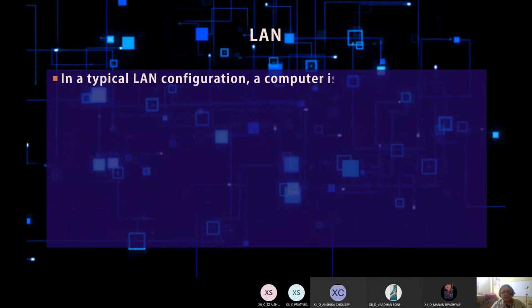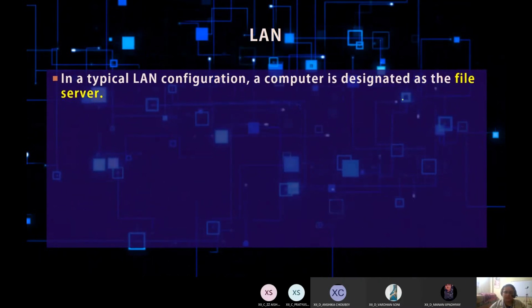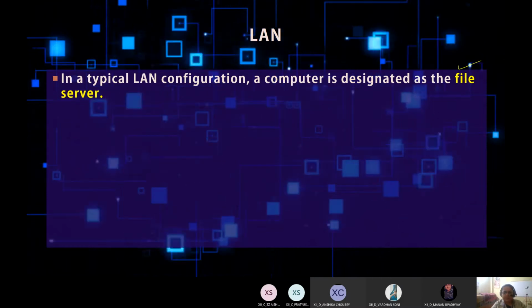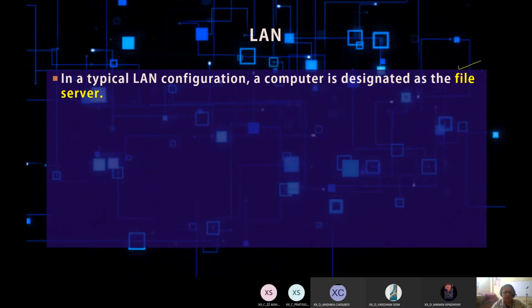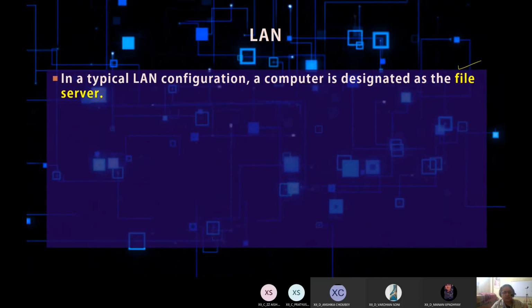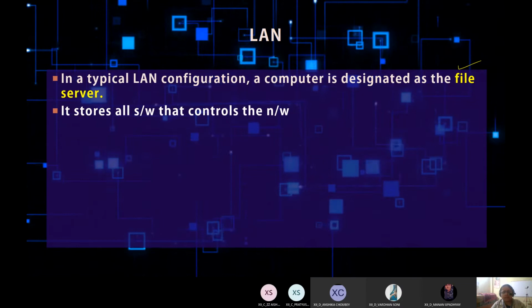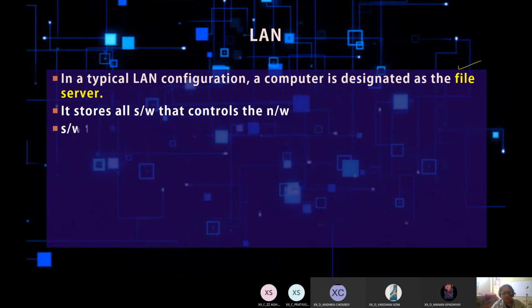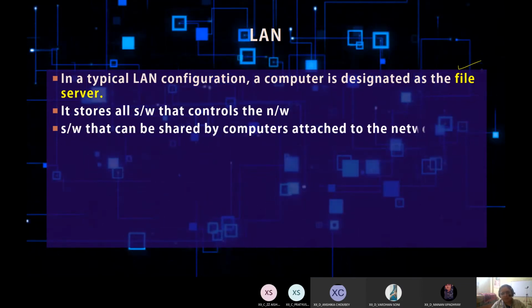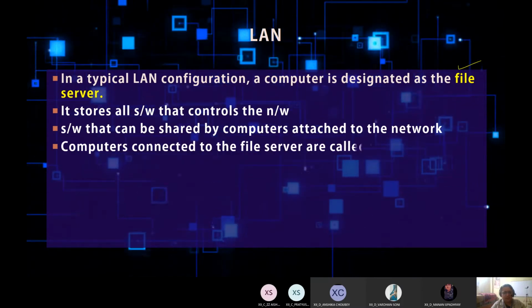In a typical LAN configuration, a computer is designated as the file server. That is for sharing files, for uploading files to the server, for downloading files, any kinds of requests regarding files. It stores all software that controls the network, software that can be shared by computers attached to the network. This is what I just explained.